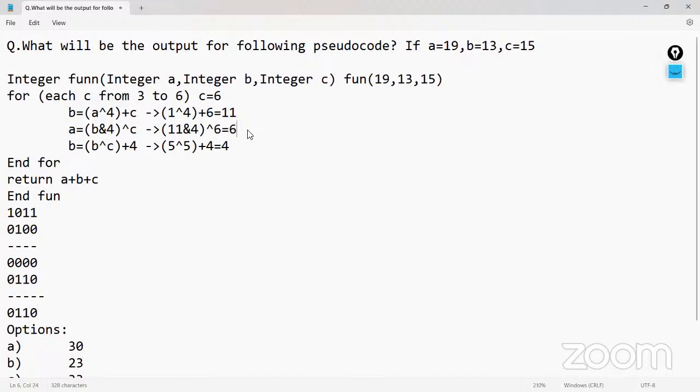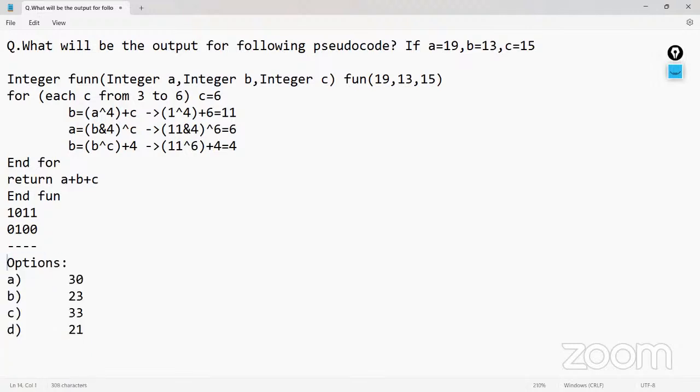It seems the value of A. And the B is now getting changed. B as B XOR C, that is 11 XOR 6 plus 4. Okay, 11 XOR 6. Now let us calculate the XOR. Now we calculate the AND.